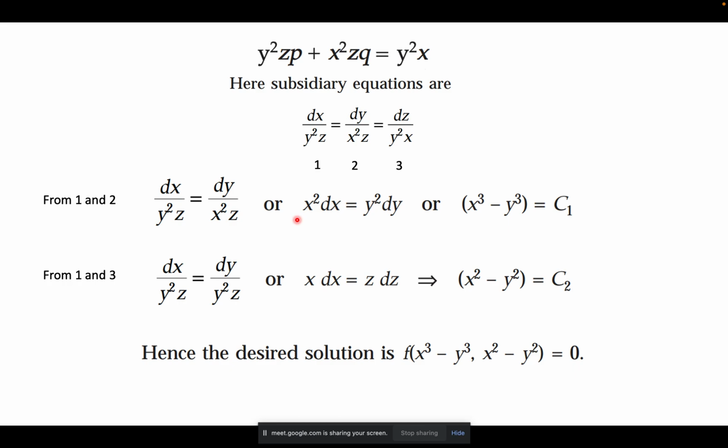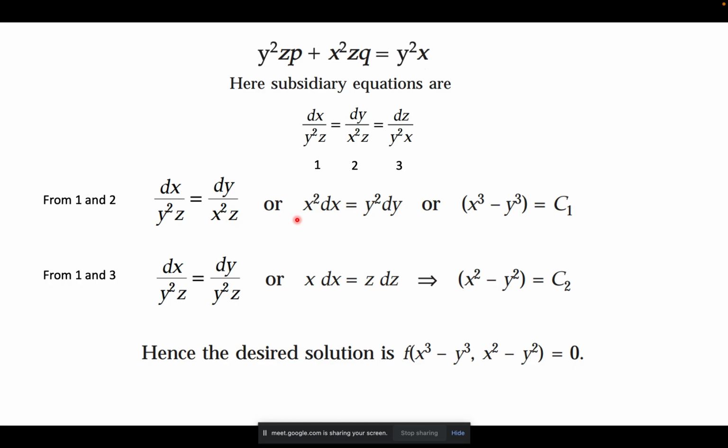Yes, tell. And from 1 and 2 we formed x cube minus y cube equal to c1, right, but from 1 and 3, it should be x square minus z square, not y square. Yes, thank you, it should be z square, right? Thank you for the correction. Yes sir. Okay, thank you. So as you mentioned, this is a typo error because I have written all of these equations in LaTeX myself.